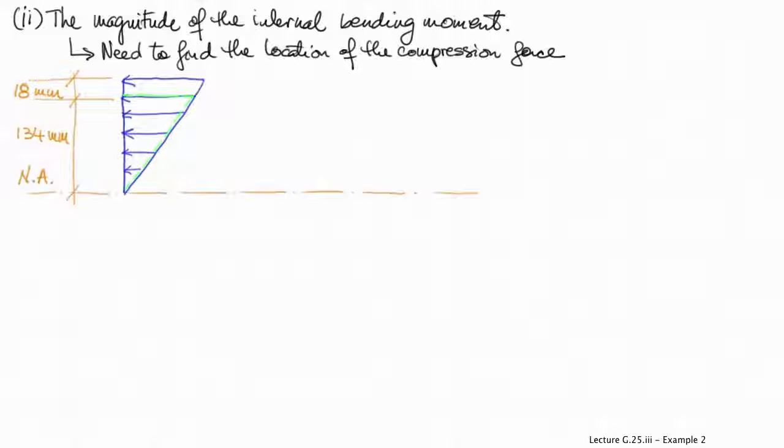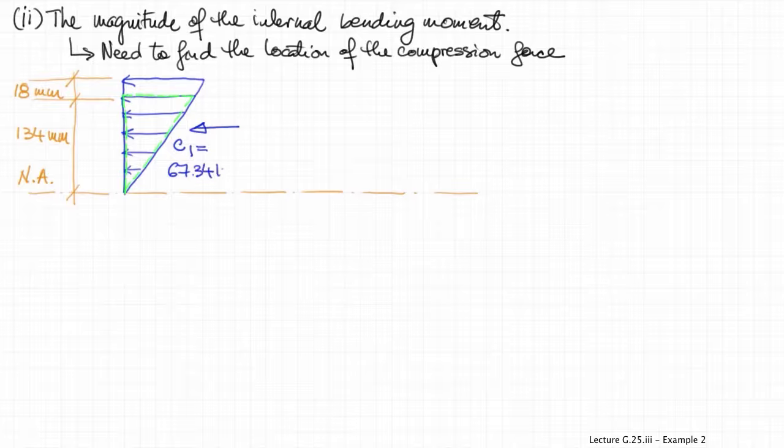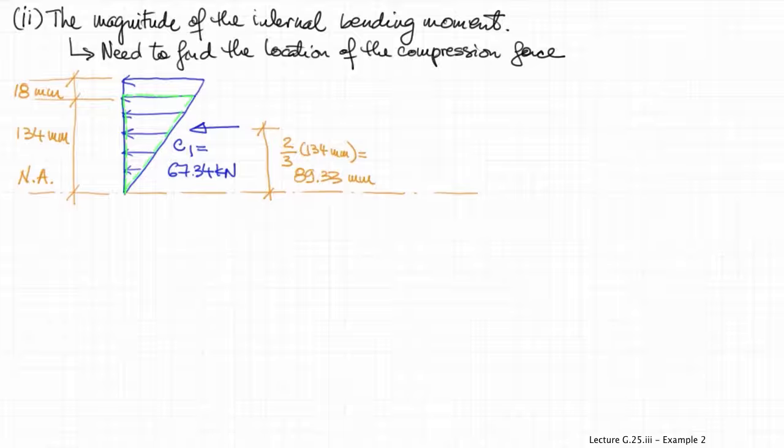So let's show these with colors. So the green colored stress block acts across the web. It's the narrow one, and it has a total compression force resultant, say C1, that we've calculated before. We know its magnitude is 67.34 kilonewtons, acting at 2/3 of 134 millimeters, that is 89.33 millimeters from the neutral axis. The top part of this stress block, the trapezoidal part, acts across the flange, which is wider.